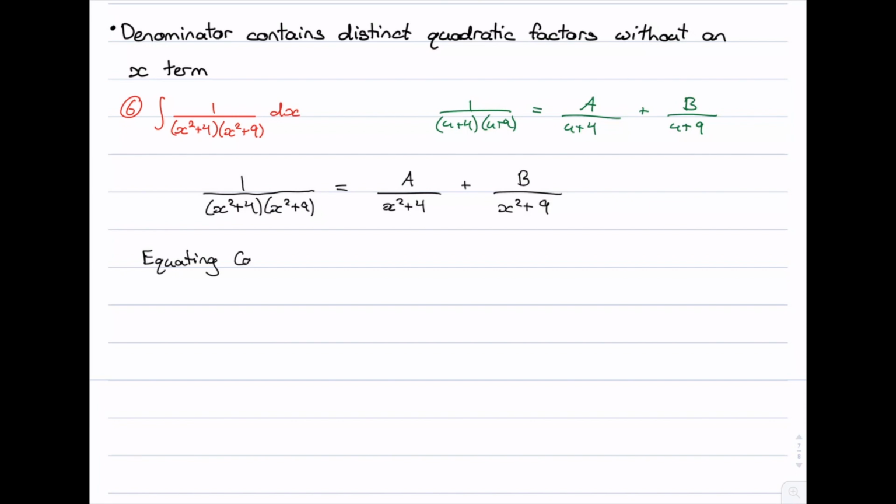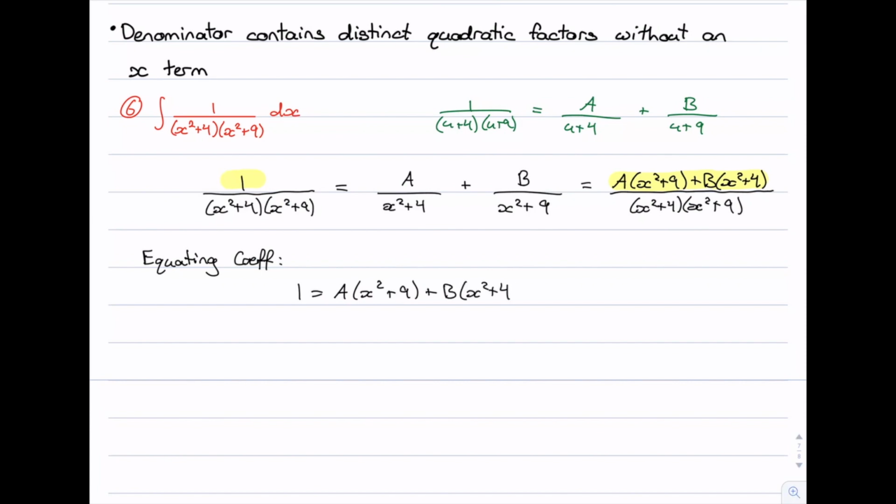In this case, it's actually going to be the same idea as what we've already seen. So let's make a common denominator on our left-hand side of the fraction. So that's going to be a into x squared plus 9 plus b into x squared plus 4, all divided by x squared plus 4 into x squared plus 9. And so now we can equate this numerator with that numerator there, because they're the same fraction with the same denominator, so their numerators must be the same. Alright, so what do we have? Well, we have 1 equals a into x squared plus 9 plus b into x squared plus 4.